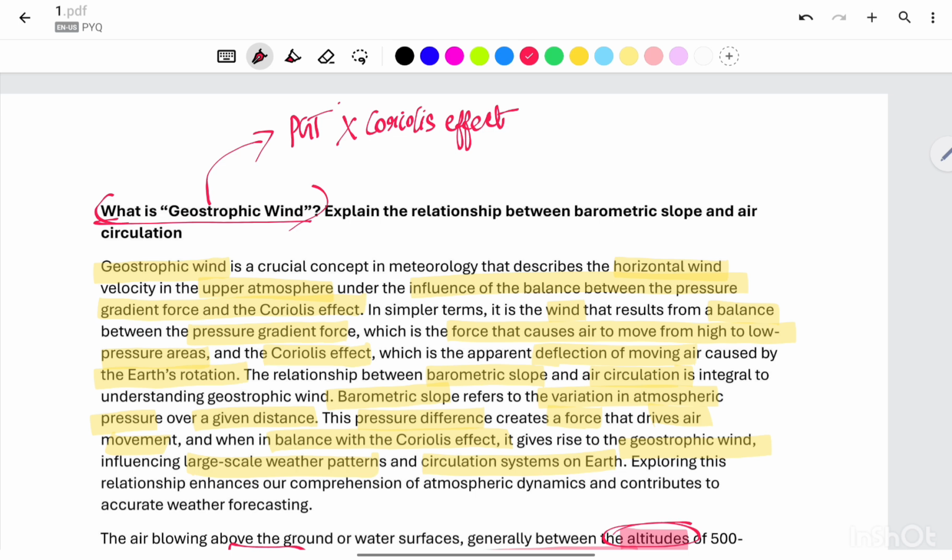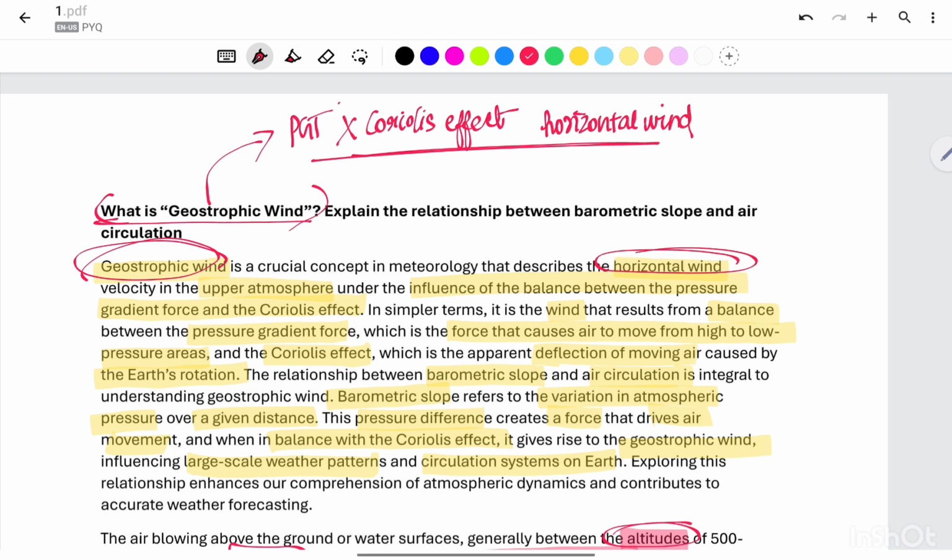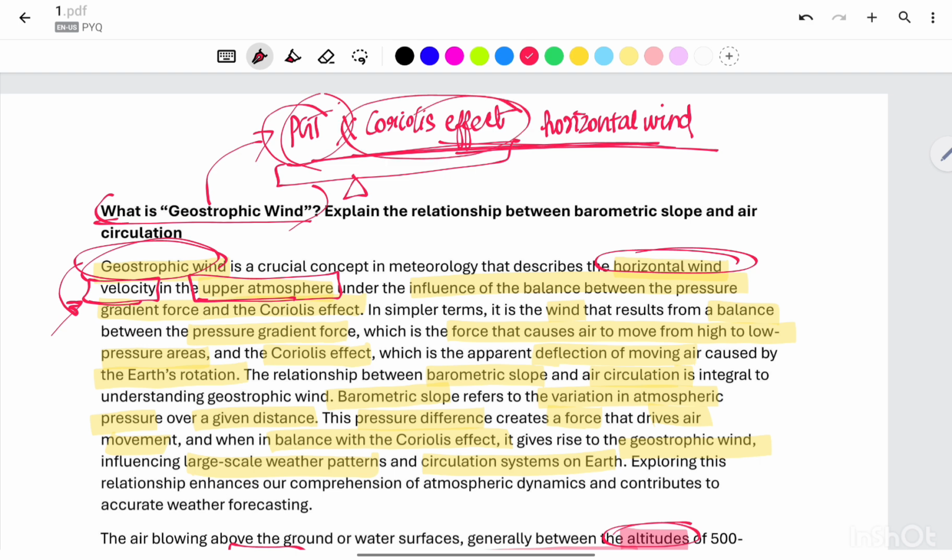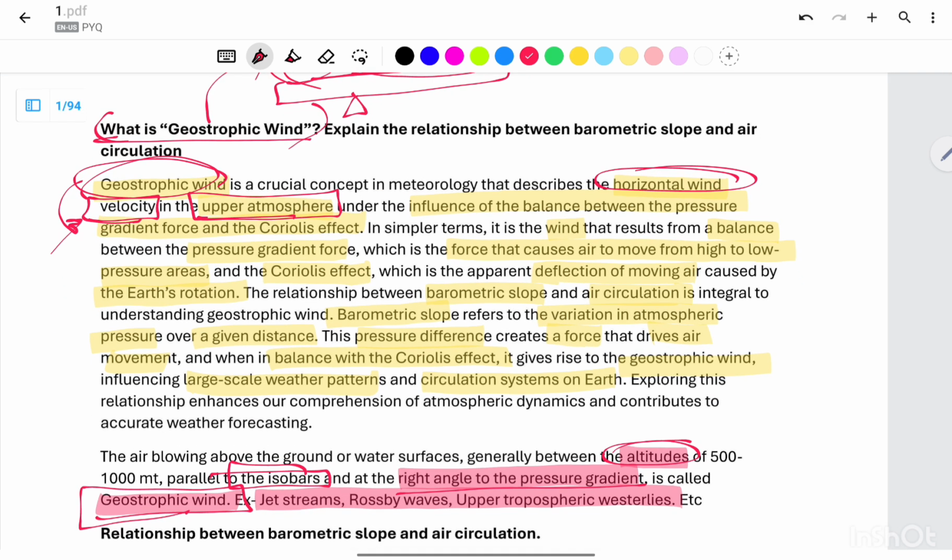Now here it is a wind. This wind is a horizontal wind, of high velocity in the upper atmosphere. This is under the influence of a balance. The balance is between the pressure gradient force and the Coriolis effect. The pressure gradient force is the force causing the air to move from high pressure to low pressure areas.